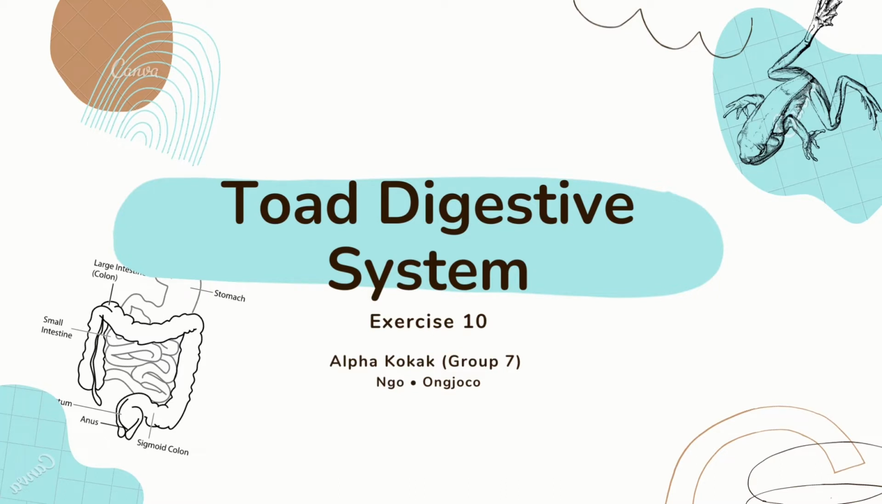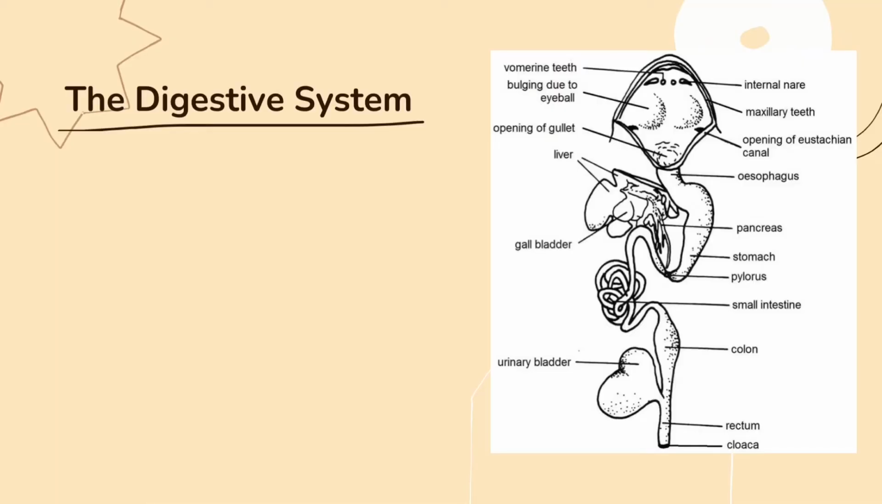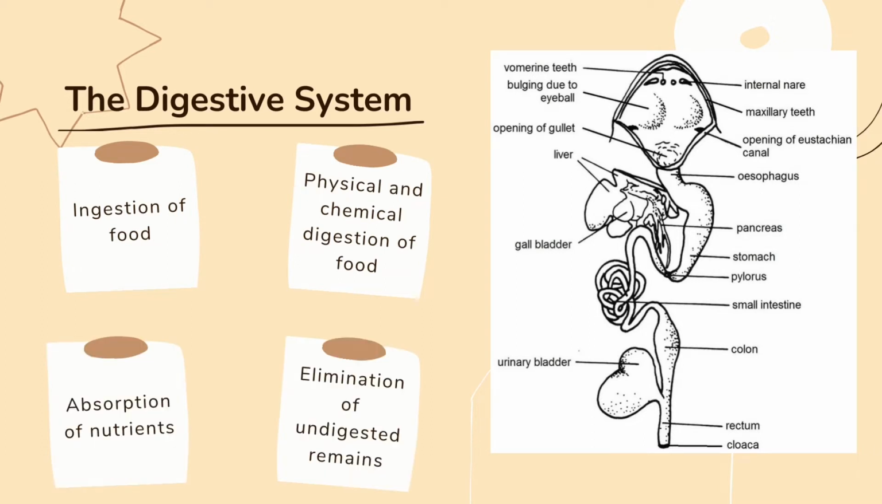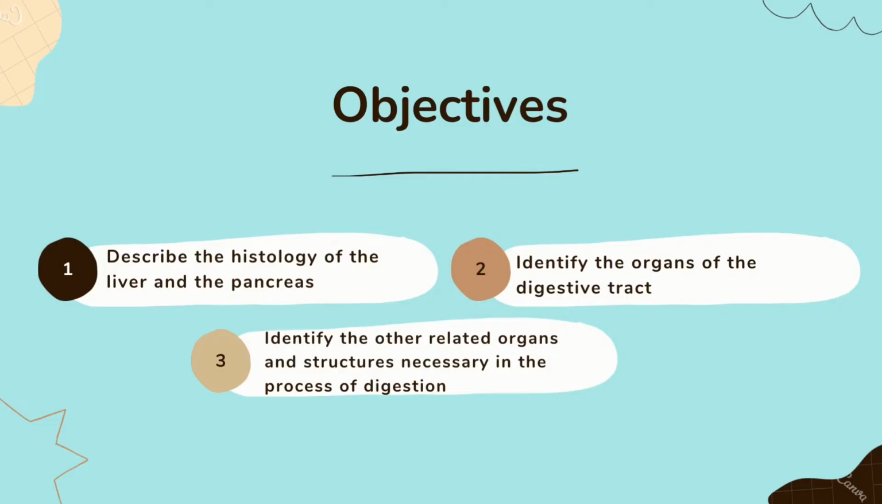So for today, we will discuss Exercise 10, the digestive system. There are 4 processes the digestive system is concerned with. These are the ingestion of food, the physical and chemical digestion of food, the absorption of nutrients, and the elimination of undigested remains. In this exercise, we will delve deeper into the intricacies of the digestive system with regards to its structure and function. There are 3 objectives we wish to achieve by the end of the exercise.